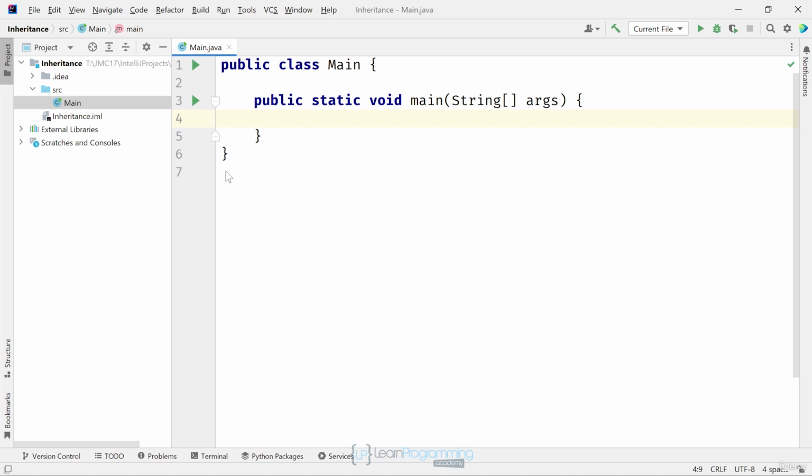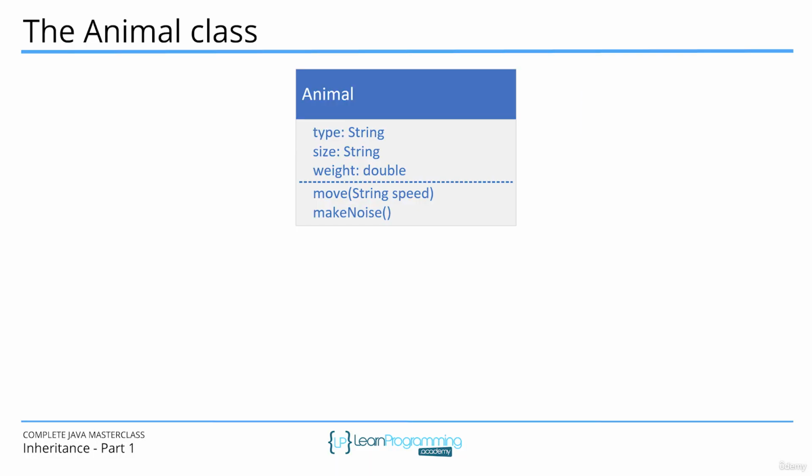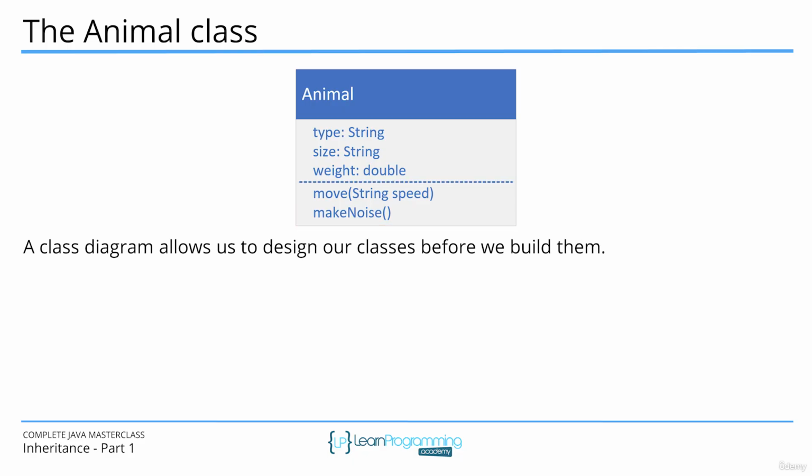We know that any animal would have characteristics such as size and weight. We also know animals move and make noise. Though animals move and make noise in very unique ways, I declare the methods on the base class. Let's see what this class might look like on a class diagram. This is just a drawing of the class showing its fields first and methods or behaviours in the section below that. A class diagram allows us to design our classes before we build them.